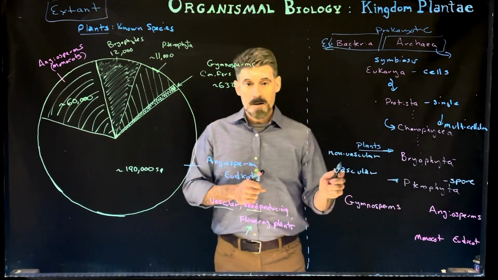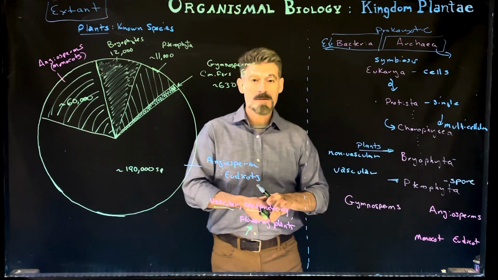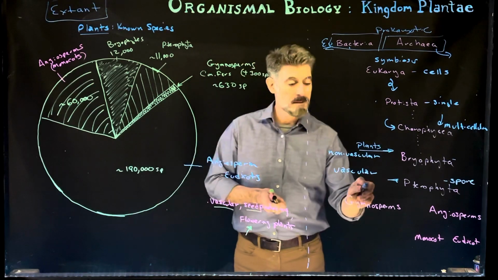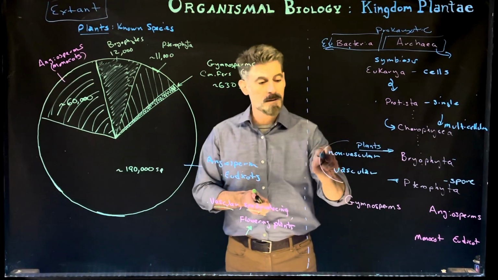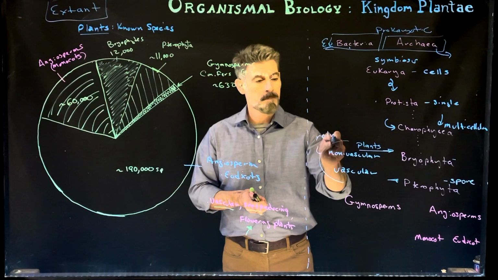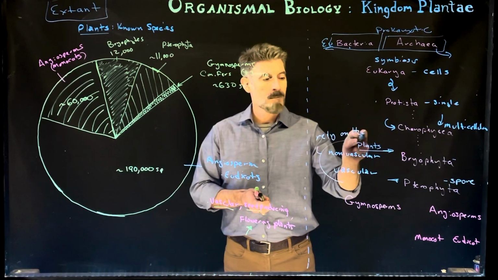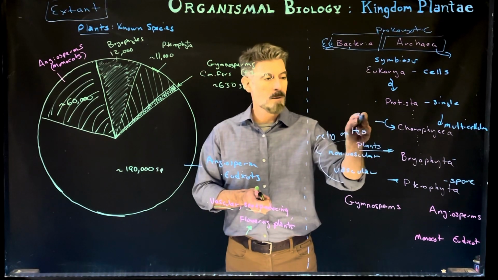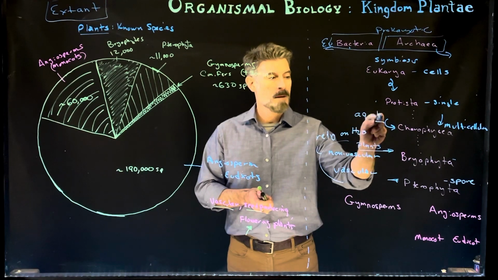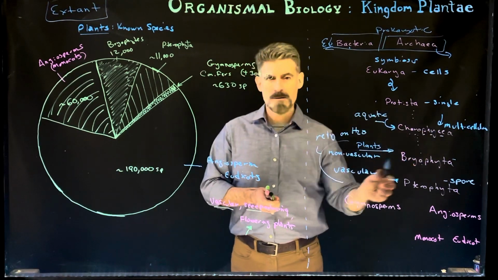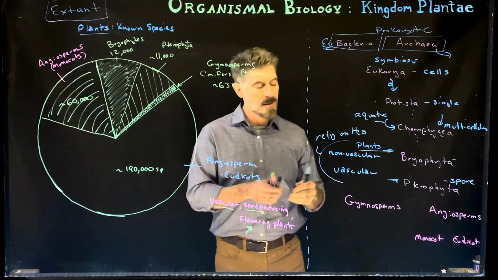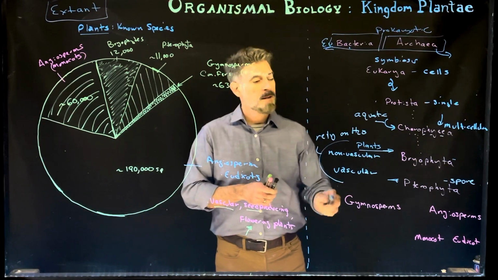They rely on water so that the sperm can swim to fertilize the ova. So these groups here still rely on water, and so these are aquatic. They're beginning to invade terrestrial habitats, like muddy areas, but they still are tied to water.